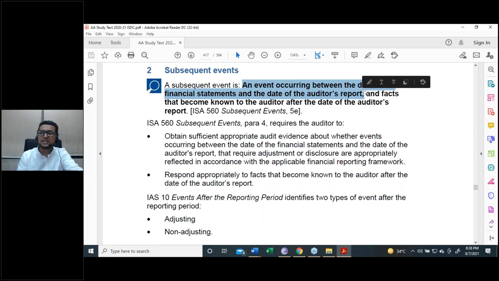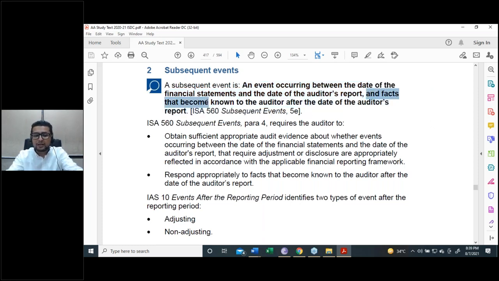So all those events occurring after the financial statement date up to the point of the auditor's report are called subsequent events. And even if any fact becomes known to the auditor after signing the audit report, but that has got to do with that period, the period between the financial statement and the audit report, it is still considered a subsequent event. So to keep it simple, from the financial statement date to the audit report, all those events are called subsequent events. Now the question is, what is the accounting treatment of the subsequent event?